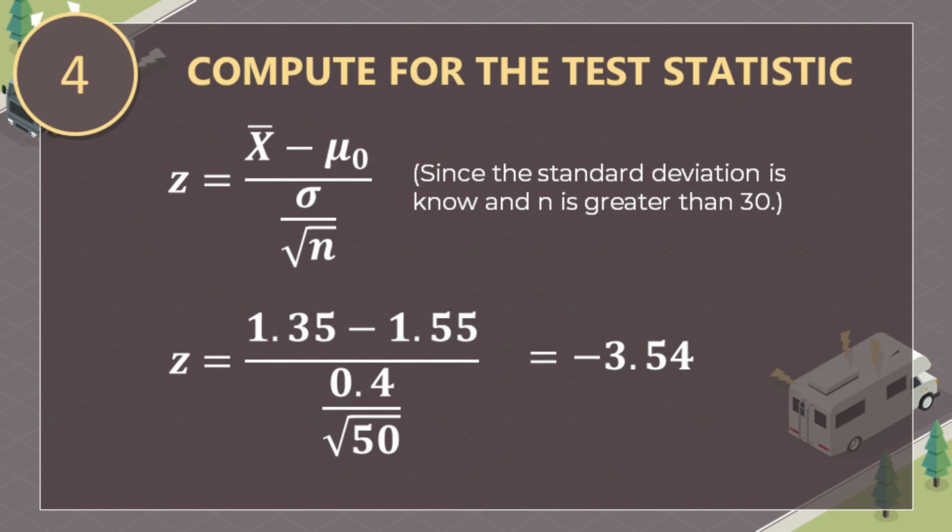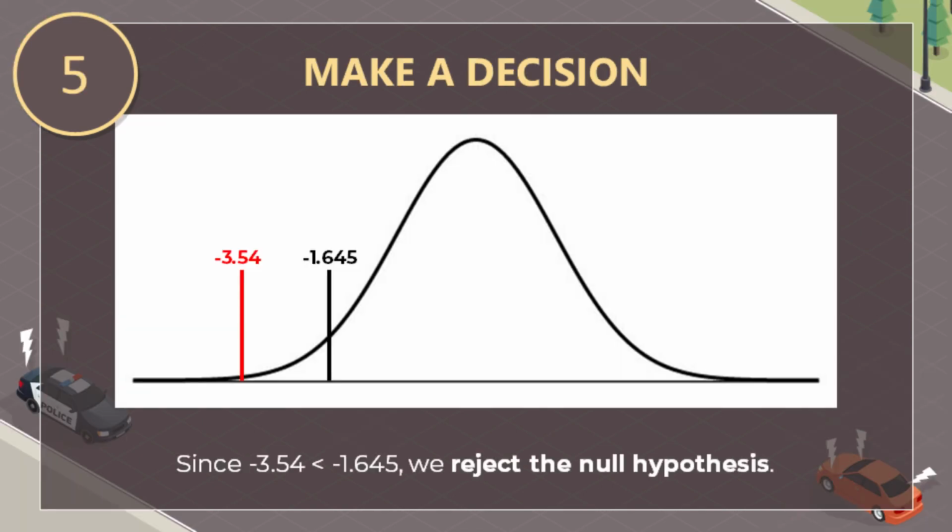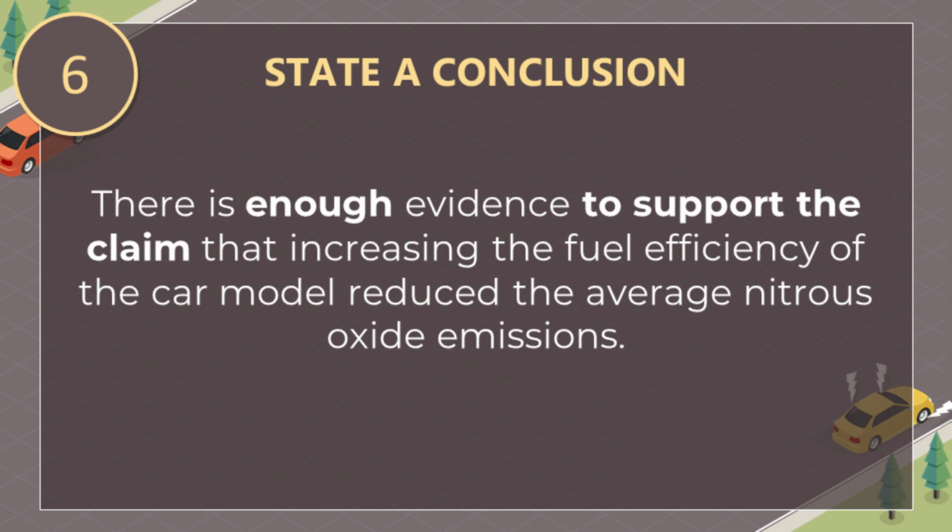After that, it is time to make a decision. Since negative 3.54 is less than negative 1.645, we reject the null hypothesis since it lies on the left side of the graph. And after that, we make our conclusion. So since the claim is our alternative hypothesis, the conclusion would be there is enough evidence to support the claim that increasing the fuel efficiency of the car model reduced the average nitrous oxide emissions.